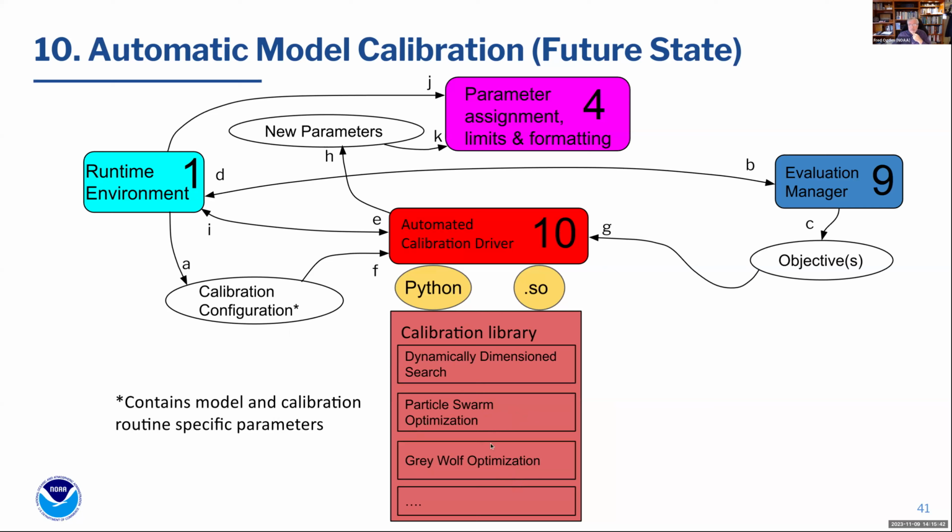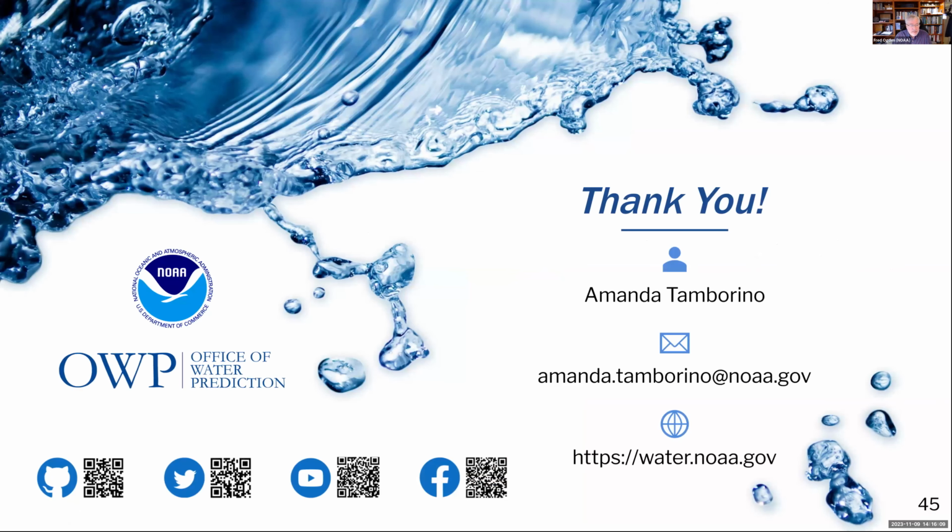This thing reads the objective functions that come out of the evaluation manager and produces new parameter values after reading the limits of the parameters here, and writes those out in a format that this parameter assignment scheme can use to repopulate the input stack. And I believe that's it.